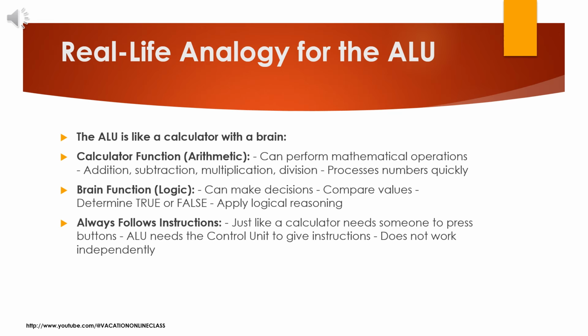Next is the brain function, which represents logic. This is what allows a computer to do more than just maths. It allows it to make decisions by comparing values and determining if a situation is true or false. The ALU provides the logical reasoning required to run your software.